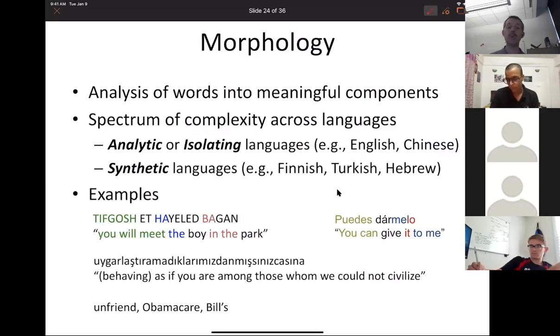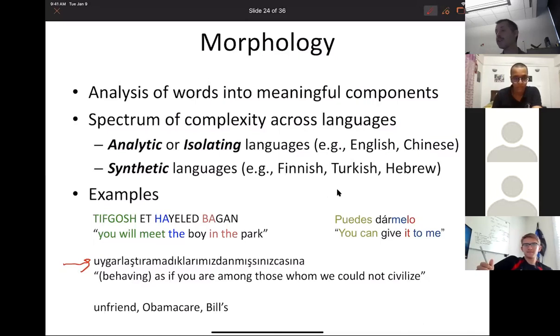Then there are synthetic languages like Finnish or Turkish or Hebrew, where words have a lot of internal structure. So a favorite example of mine is this word from Turkish, which means, in one word, behaving as if you are among those we could not civilize. One word. All of that is packed into one unit.